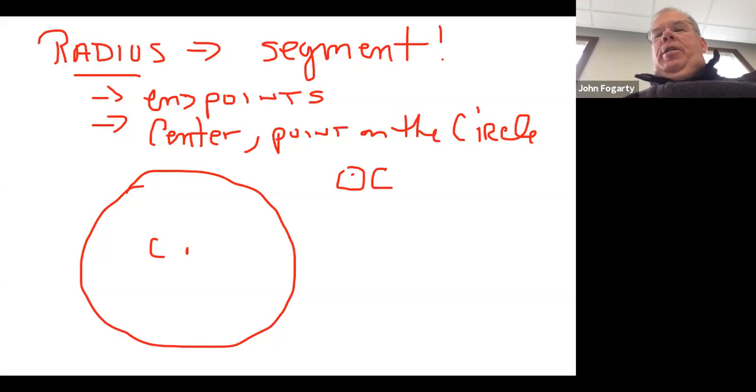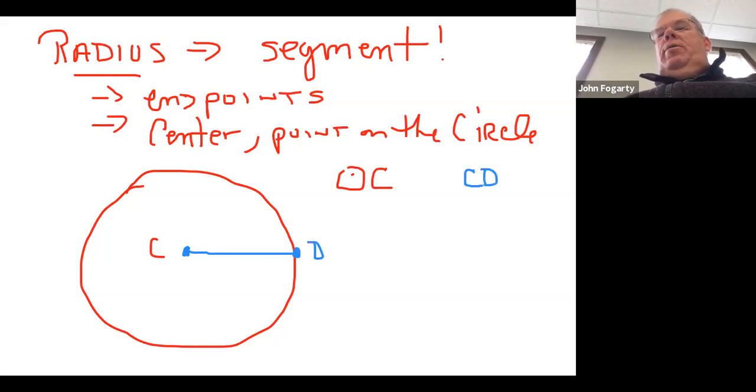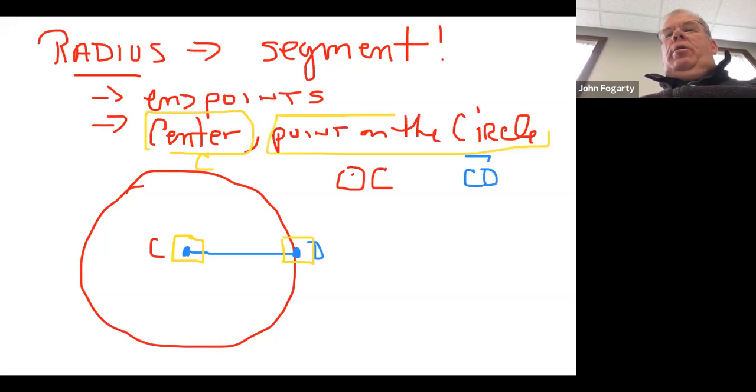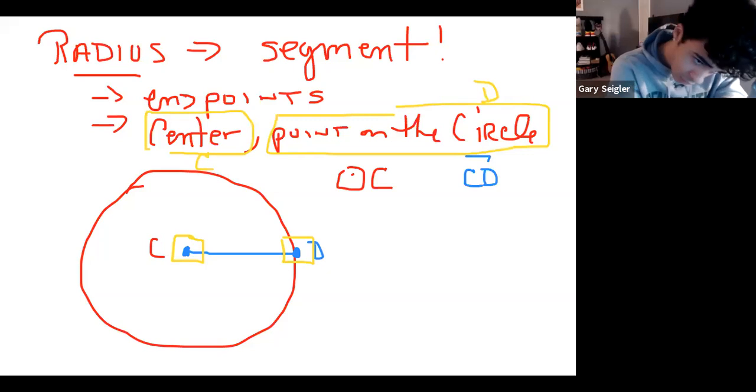Now, this line segment right here, what would we call that line segment? Line segment CD. That's a radius. How do we know it's a radius? Because its two endpoints are the center C and a point on the circle, D. Does that make sense, guys? Yes? Yes. All righty.